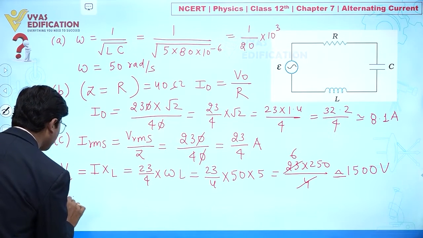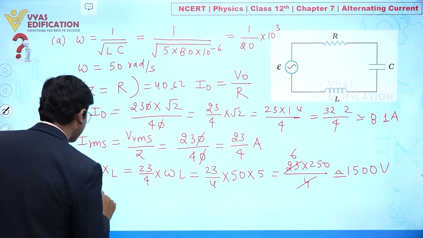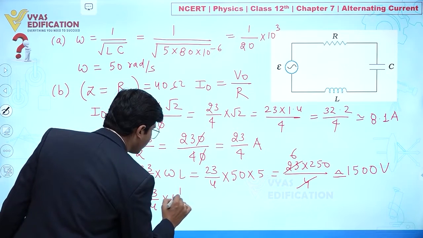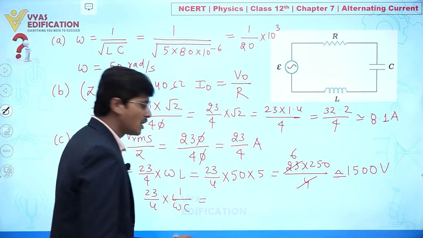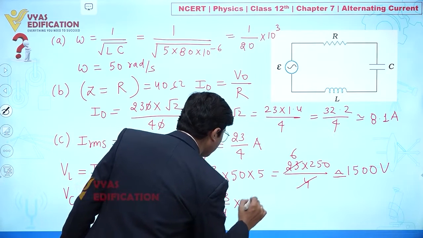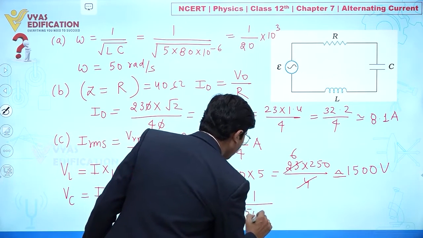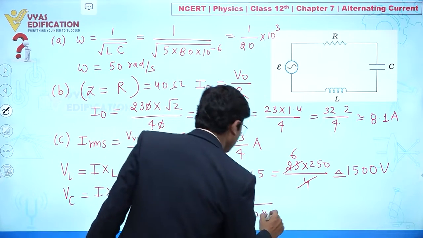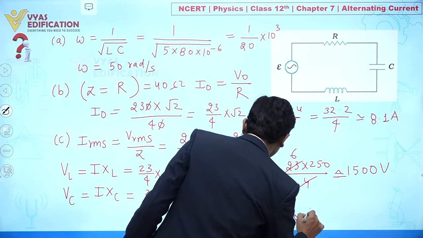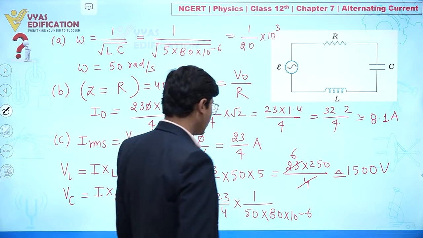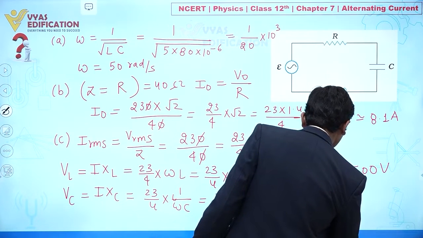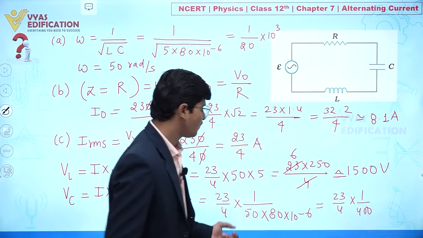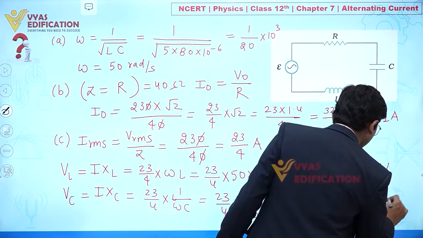Same here, if you find the potential drop across the capacitor, this is given by I XC. 23 by 4 multiplied by 1 upon omega C. Omega is 50 and C is given to you as 80 microfarad, so 80 into 10 to the power minus 6. So we can write 23 by 4 multiplied by 1 upon 4000, and multiplied by 10 to the power 6.